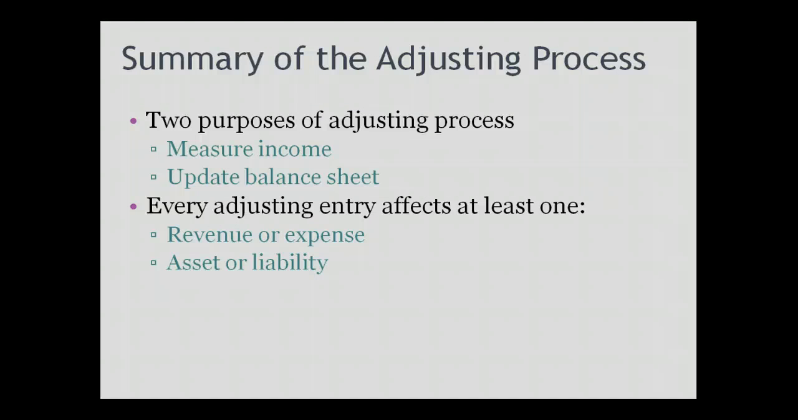First is to measure income. We need to properly measure revenues and expenses so we can measure income. And then the second purpose is to update our balance sheet accounts, which have not been adjusted because of certain transactions that didn't get recorded. Also, if you notice, every adjusting entry affects at least one revenue or expense account and one asset or liability account.